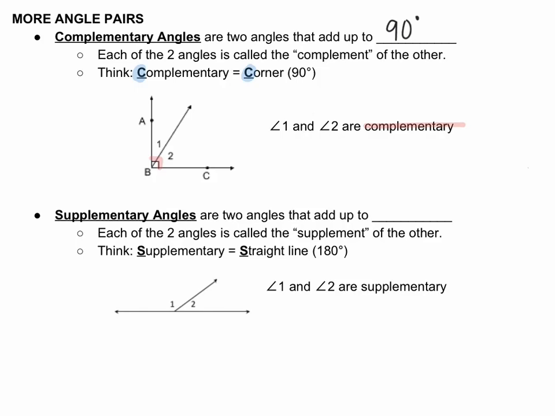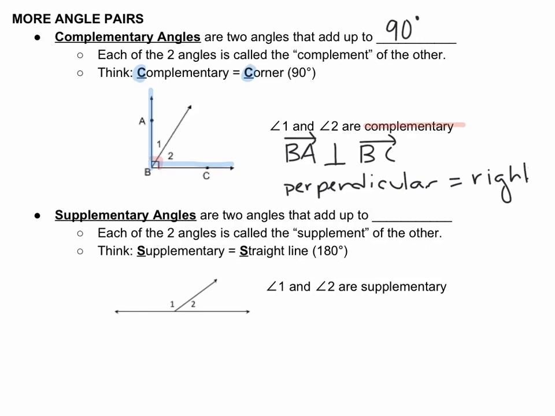Now, one more thing related to this. BA and BC form a right angle. So I'm going to write ray BA and ray BC. They are perpendicular, and we use this symbol right here. That means perpendicular, which just means forms a right angle. And the symbol we use for that is those lines right there. BA is perpendicular to BC.